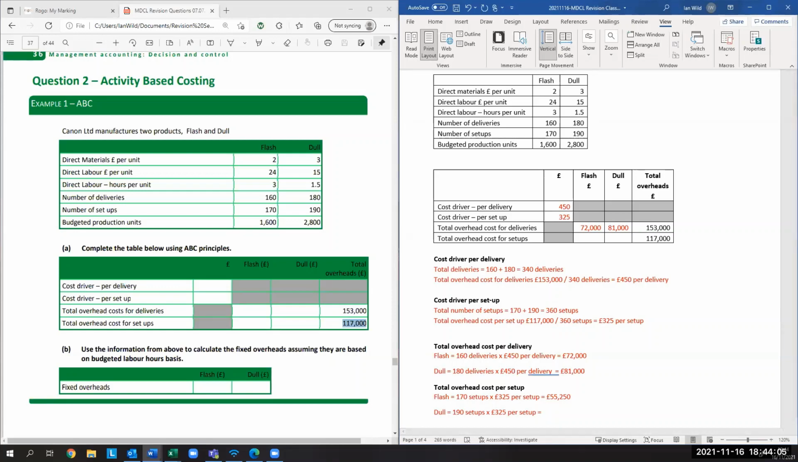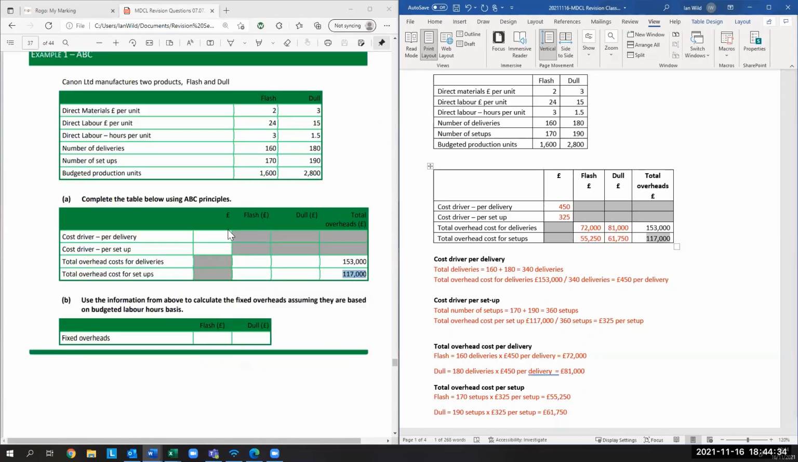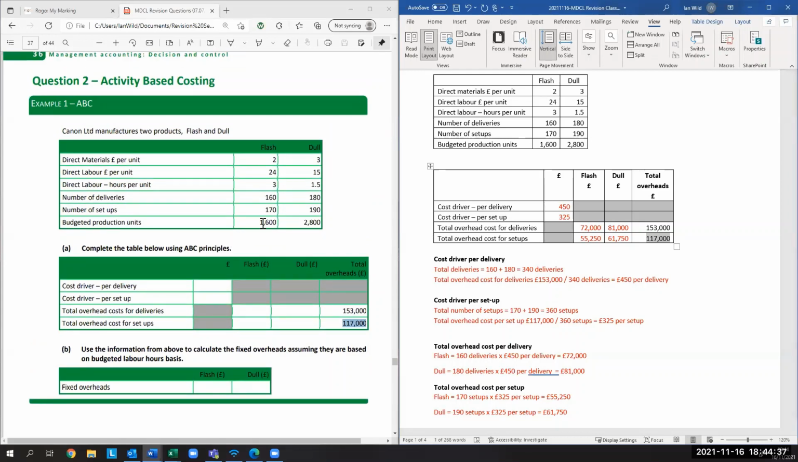So 190 times 325 is 61,750. So let's pop them in, 55,250 and 61,750. Brilliant. Thank you, Deborah. Brilliant stuff. Okay, and then, as Natalia said before, check the totals. Check the totals. 55,250 and 61,750 does indeed add up to £117,000. Okay, and that's part A done.